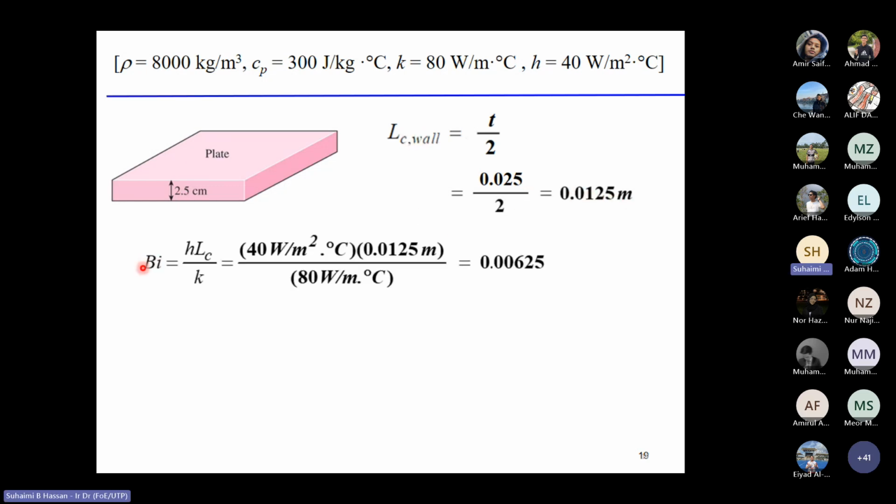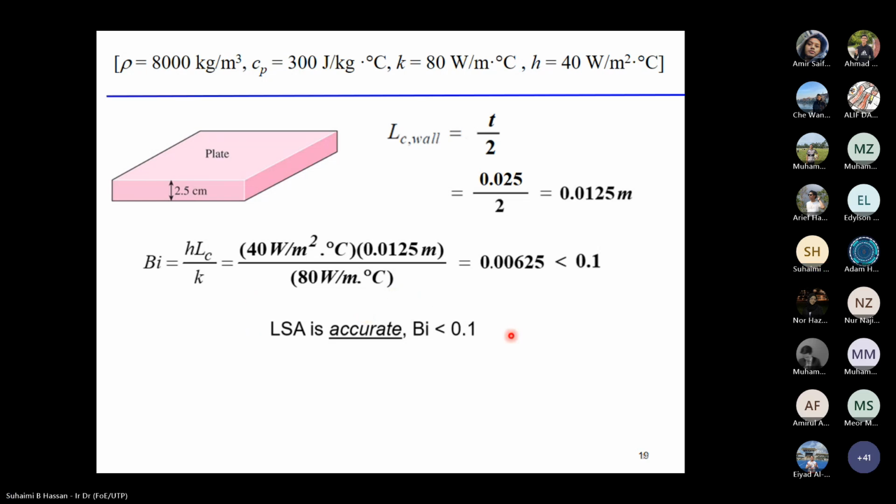And then you put in the Biot number, HLC over K. H is this one. LC is this one. K is 80. So you got 0.00625. Then don't forget to put the statement: less than 0.1, and lumped system analysis is accurate because Biot number is less than 0.1. Without this one, you can proceed, but your calculation is gray area. Actually, it can be an approximation or lumped system. You are not confirmed.